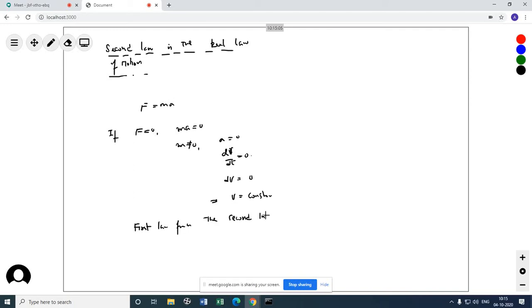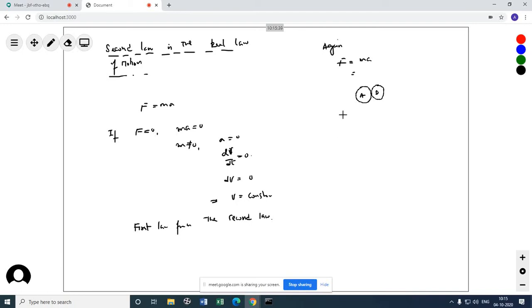What about the third law? Again, I can write F equals to mass into acceleration, right? For the third law, consider two objects. They are colliding with each other. This is A, this is B. Clear?